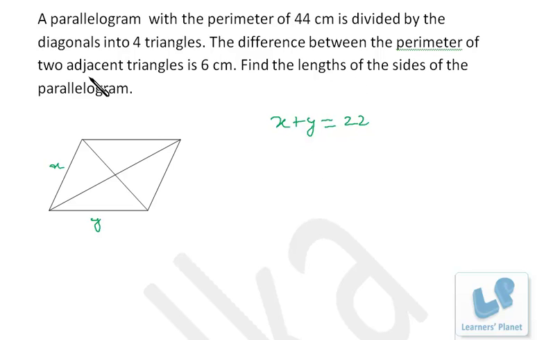Now the difference between the perimeters of two adjacent triangles is 6 cm. Find the lengths of, okay. Now suppose this is 2d1, then this will be d1. This is suppose 2d2, that means this will be d2. So this triangle, the perimeter will be x plus d1 plus d2. Similarly, perimeter of this triangle will be y plus d2 plus d1. That means d1 and d2 are precisely the same. That means actually the 6 cm is nothing but the difference between x and y, right? So now we can find out the length. X will be 22 plus 6, that is 28 by 2, 14, and y must be 8, as simple as that. Okay.